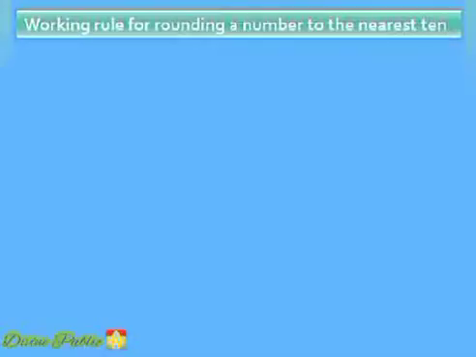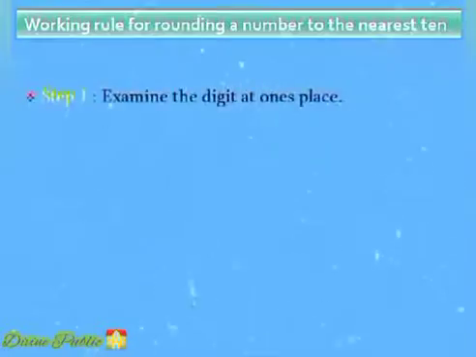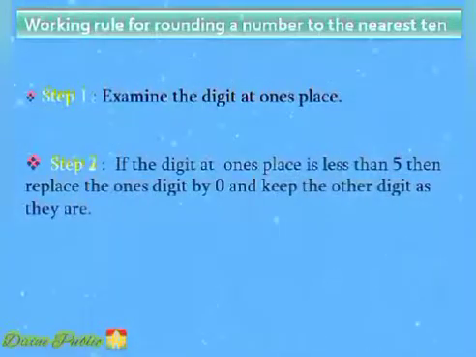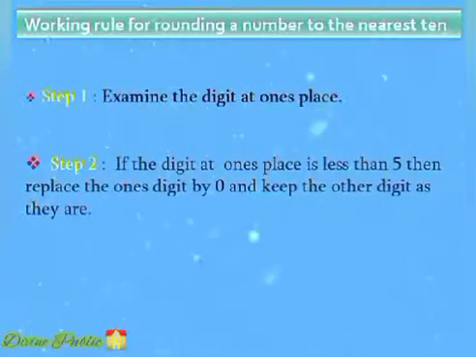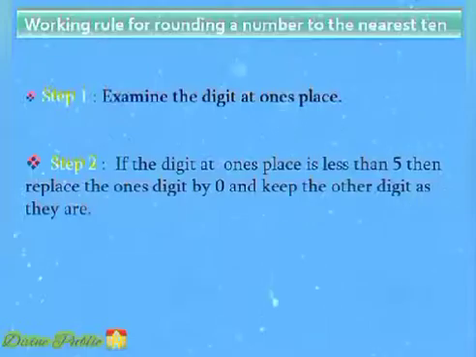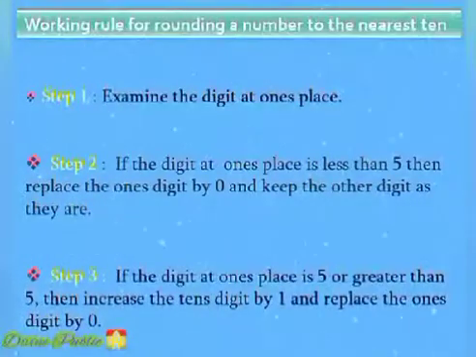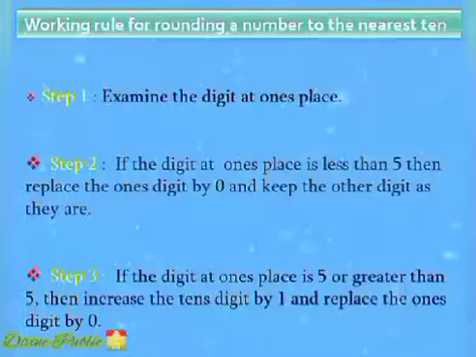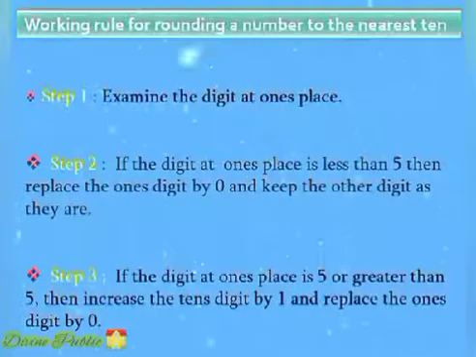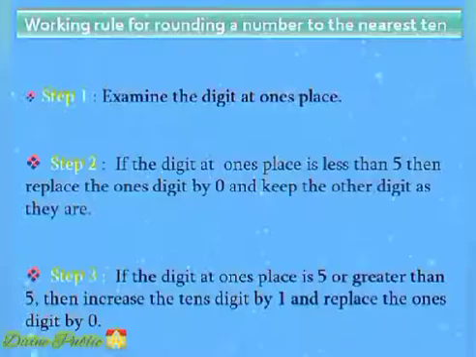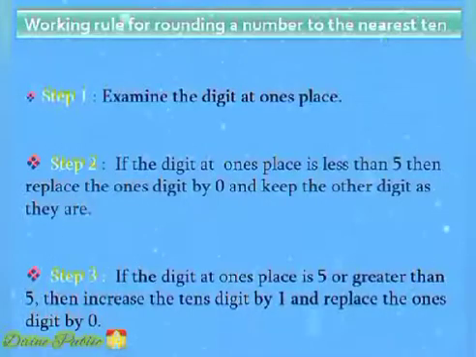Working rule for rounding a number to the nearest 10. Step 1. Examine the digit at ones place. Step 2. If the digit at ones place is less than 5, then replace the ones digit by 0 and keep the other digits as they are. Step 3. If the digit at ones place is 5 or greater than 5, then increase the tens digit by 1 and replace the ones digit by 0.